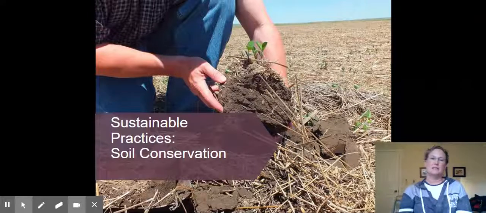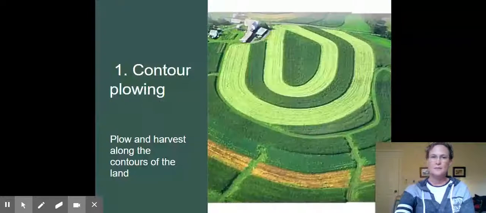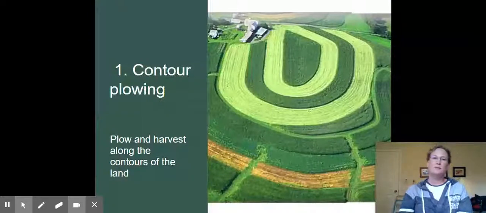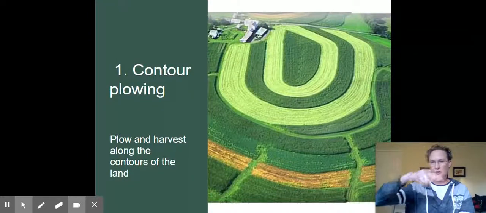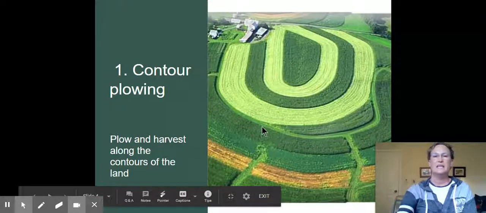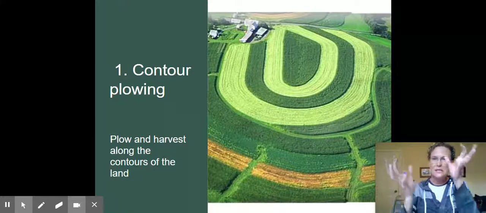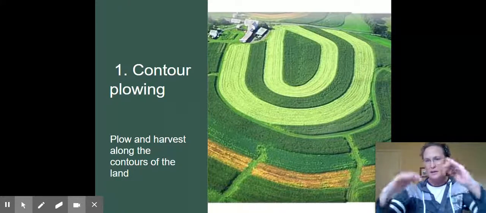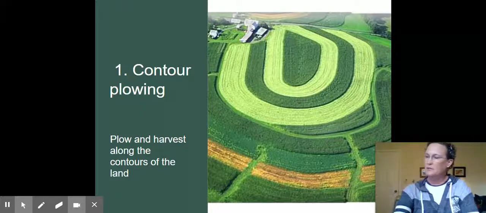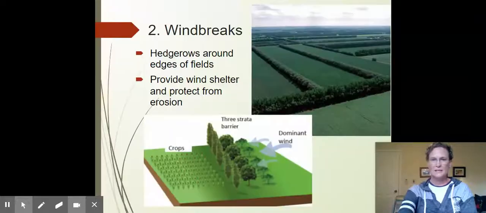So here are some sustainable practices in soil conservation. Number one is contour plowing. What you do is plow around the contour of the land, and this stops the water from running off. It captures it so that you can water your crops better. It has less erosion, and actually is better for water holding capacity.